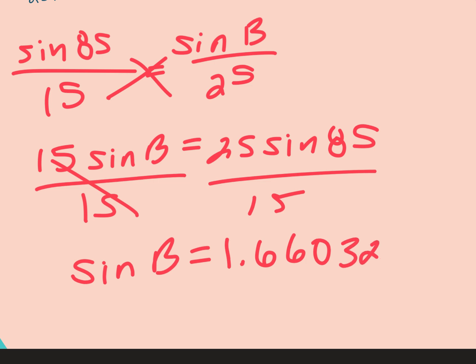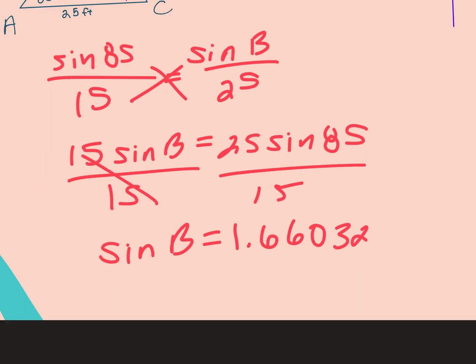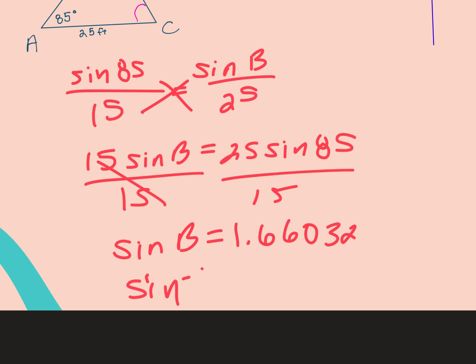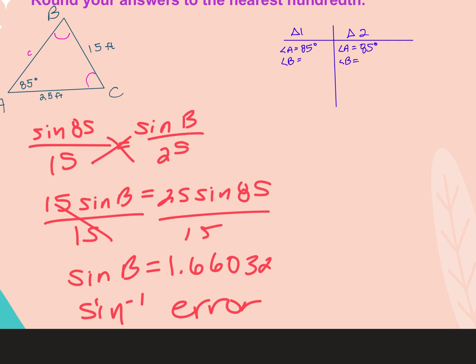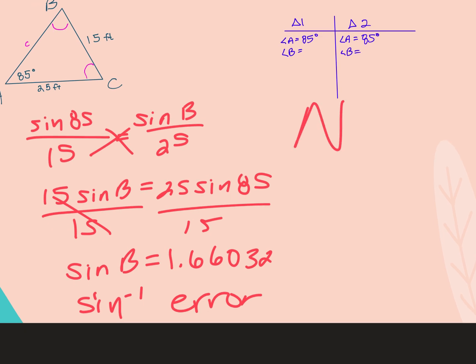1.66032. Again, that's not the angle measure. I have to hit second sine in my calculator to get that -1 to come up, and then I hit second answer. And when I do that, what do I get? Error. So what does that mean? Are there two triangles present here? No. Is there one triangle present? No. What's your answer here? There's no triangle. With the information they gave you, it mathematically would not work that a triangle could be formed.